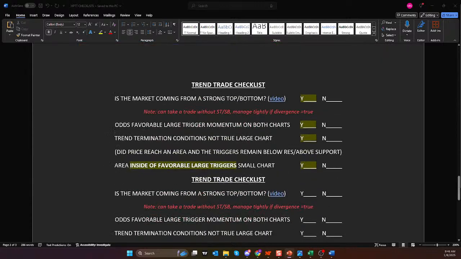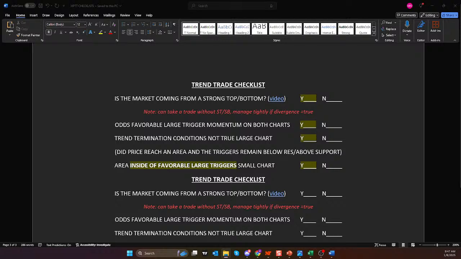And then the second page, sorry, I'm multitasking a little bit. The second page is really just a checklist for you to print out. The second page is designed 100% to print out, to laminate, to put onto your desktop and police yourself. These are also the things that you should write on every chart, every trade. Talk about momentum, talk about terminations, talk about whether or not price reached that area.